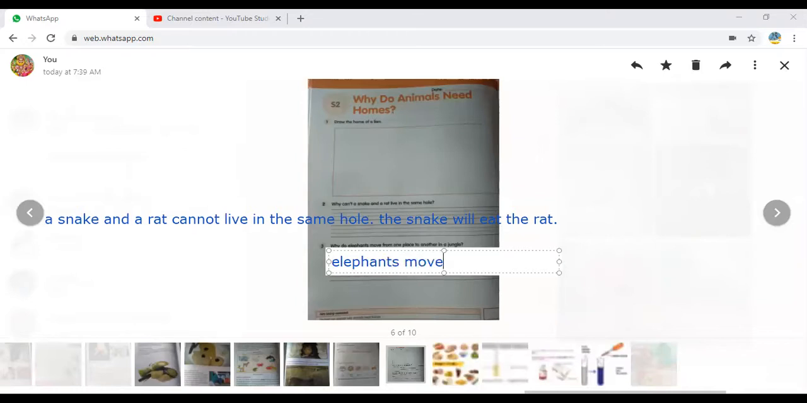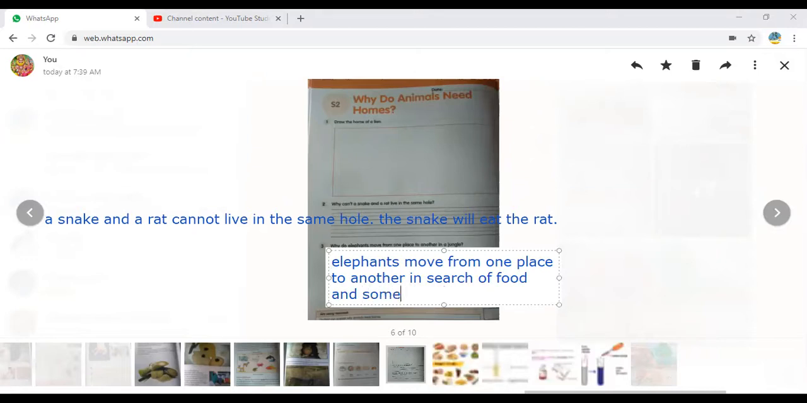Elephants move from one place to another in search of food and sometimes to protect themselves from the enemies.